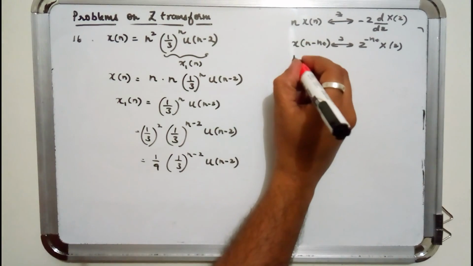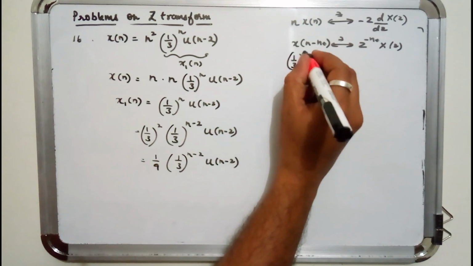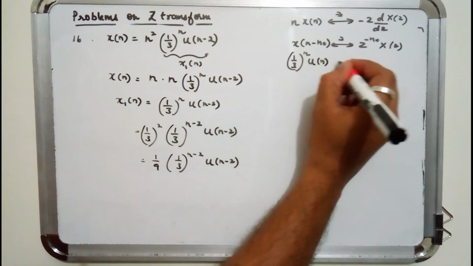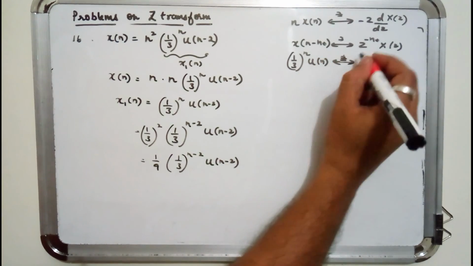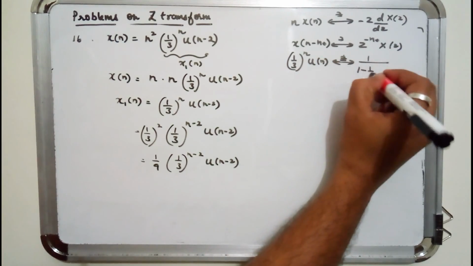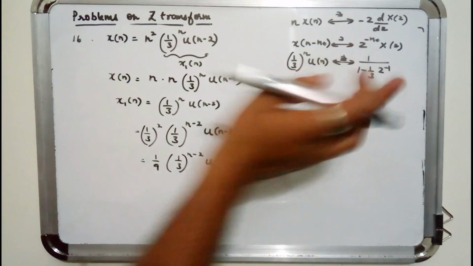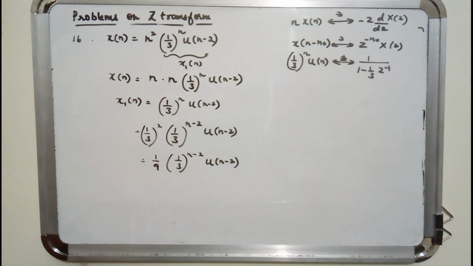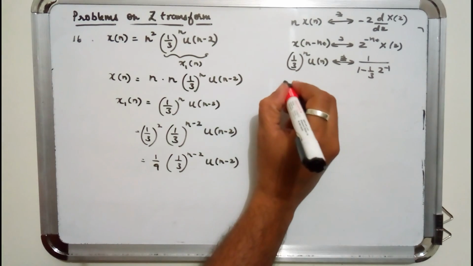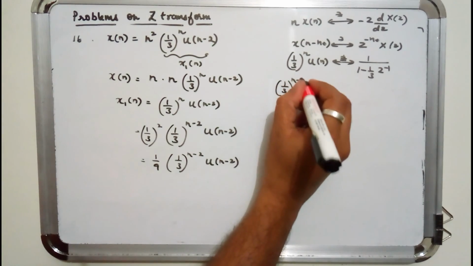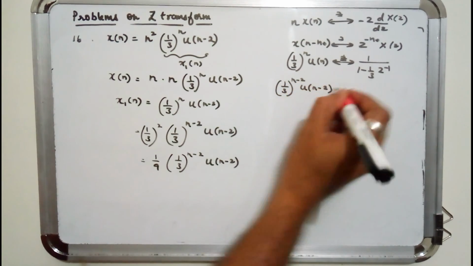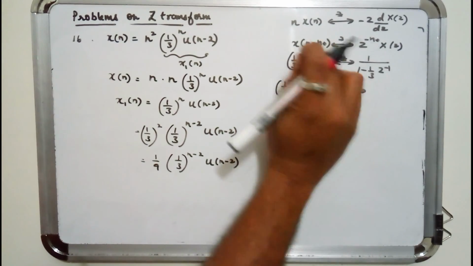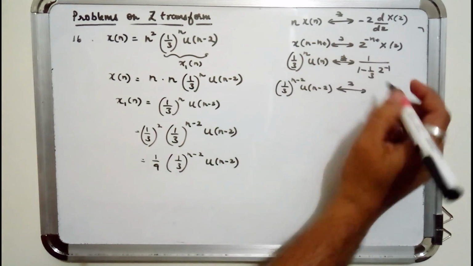Now what is the z transform of 1 by 3 power n u of n? It is 1 by 1 minus 1 by 3 z inverse. It is alpha power n u of n form. So it is 1 by 1 minus 1 by 3 z inverse. Now if it is shifted by n minus 2 u of n minus 2, that shift should come as a power of z.